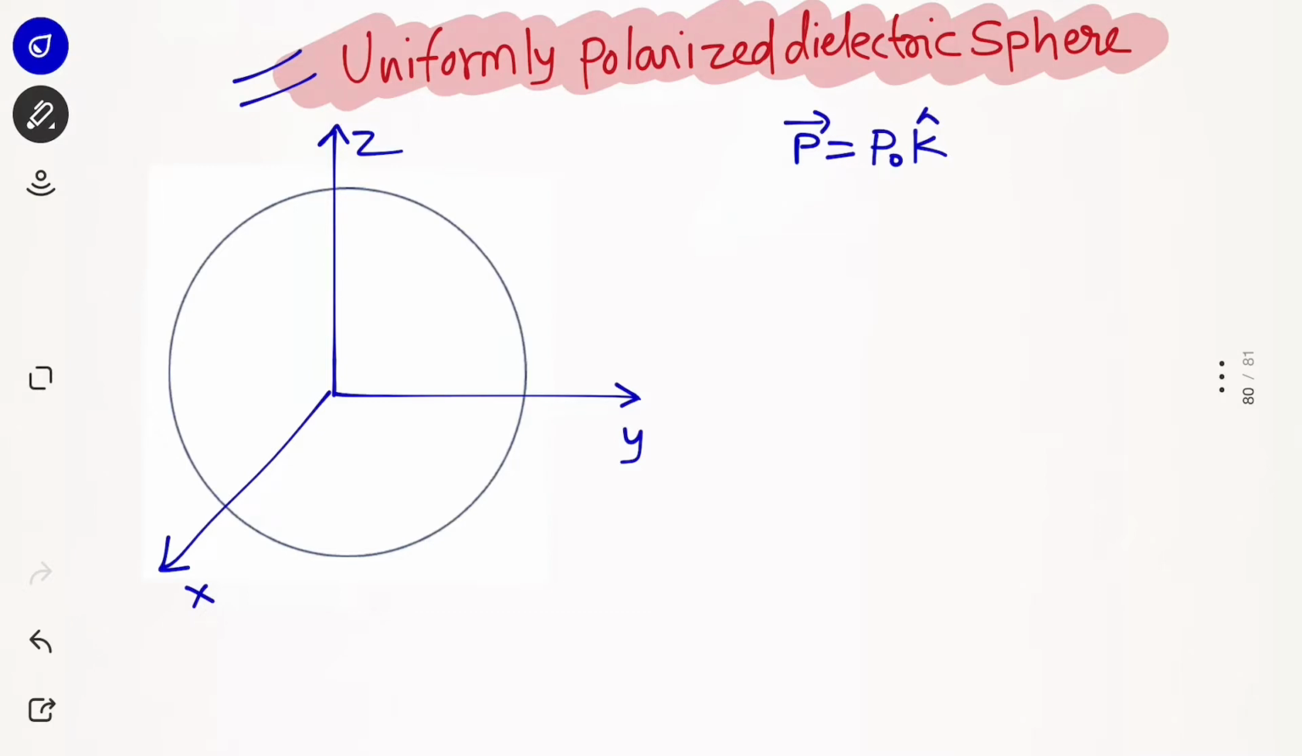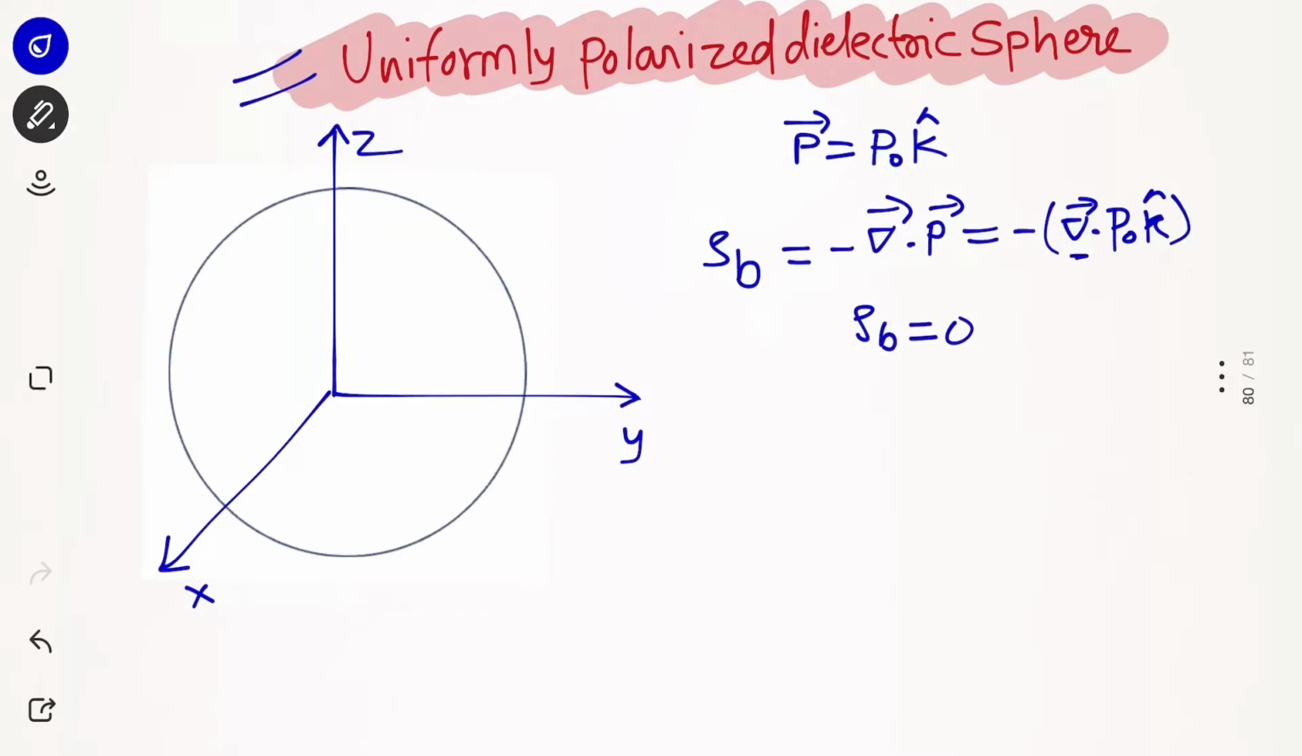What does it mean? If we calculate rho b and sigma b, rho b which is called the volume bound charge density, the formula is minus del dot P, and if you do the required mathematics, you will see that it comes up to 0. This is a form of differentiation, and whenever we differentiate a constant value we always get 0. So this gives that we will never have any volume charge. The volume charge will be 0 in the sphere.